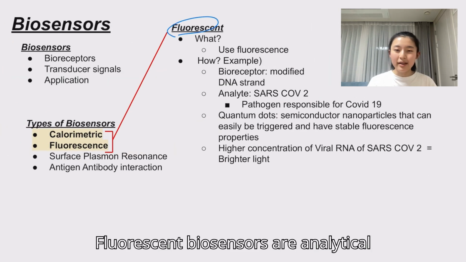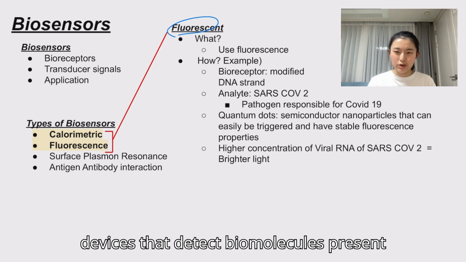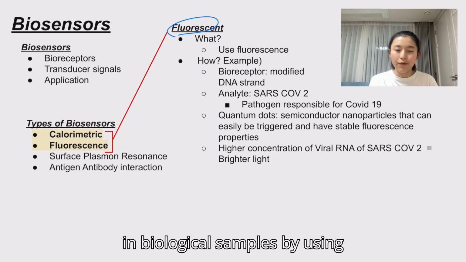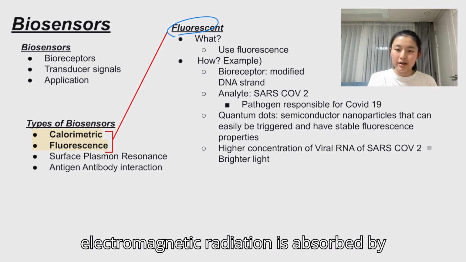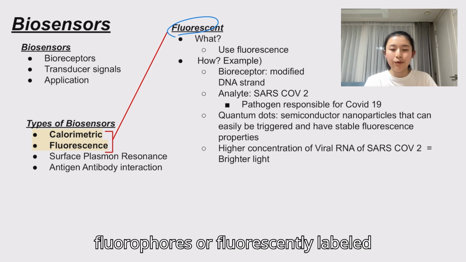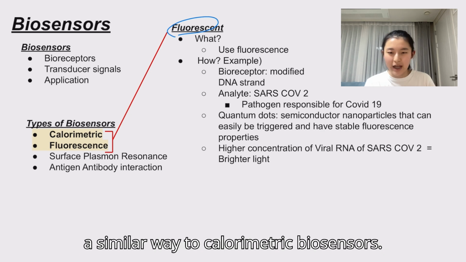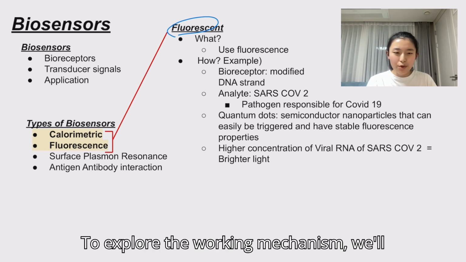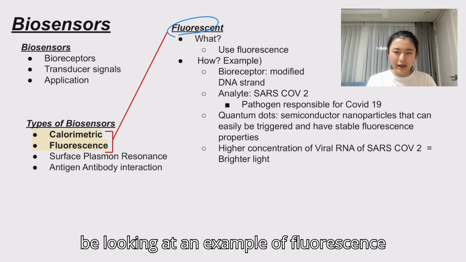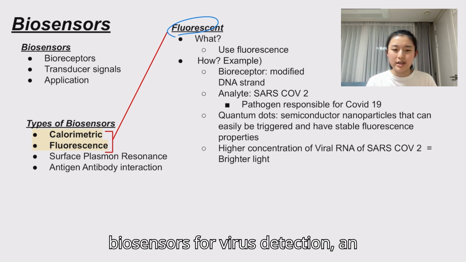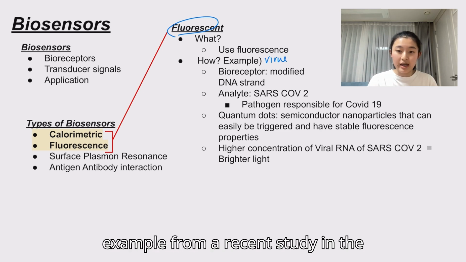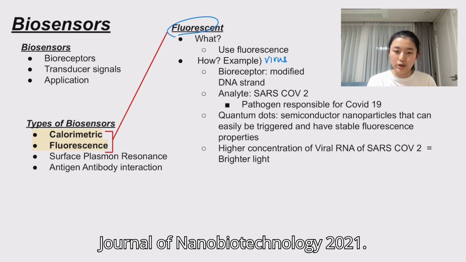Fluorescent biosensors are analytical devices that detect biomolecules present in biological samples by using fluorescence, which occurs when electromagnetic radiation is absorbed by fluorophores or fluorescently labeled molecules. Fluorescent biosensors work in a similar way to colorimetric biosensors. To explore the working mechanism, we'll be looking at an example of a fluorescence biosensor for virus detection, an example from a recent study in the Journal of Nanobiotechnology 2021.